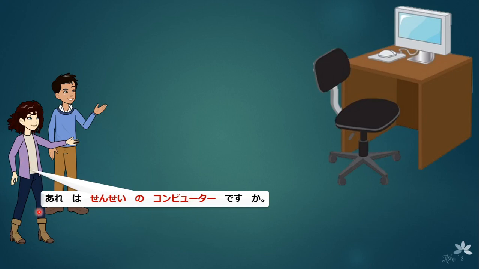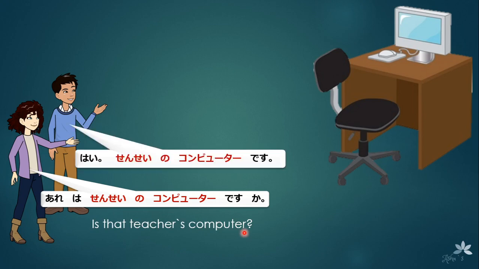Now she is asking, あれは先生のコンピューターですか? Is that teacher's computer? So the boy replies, はい、先生のコンピューターです。Yes, it is teacher's computer.